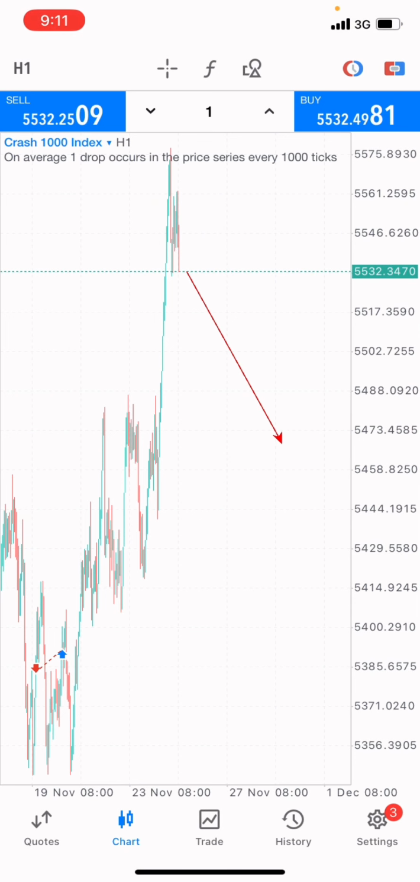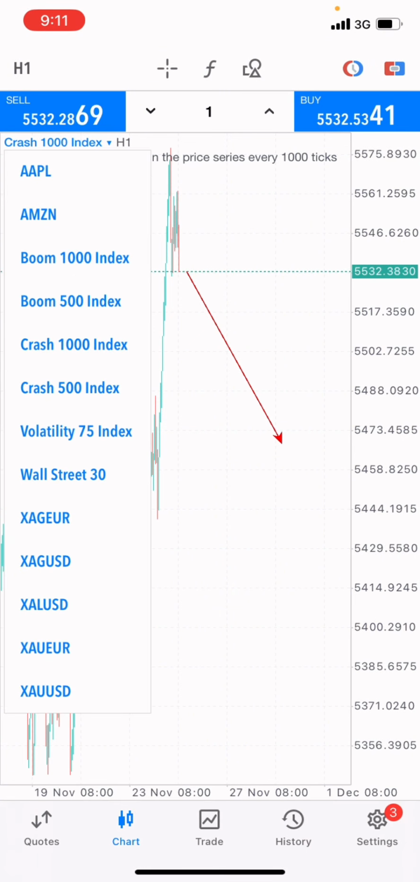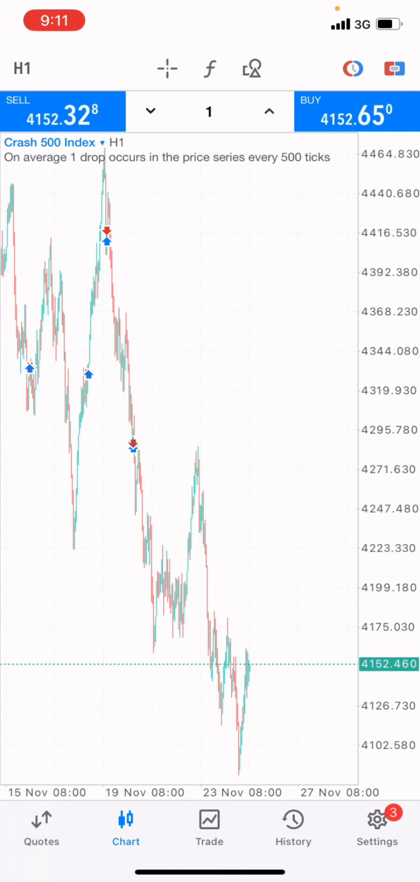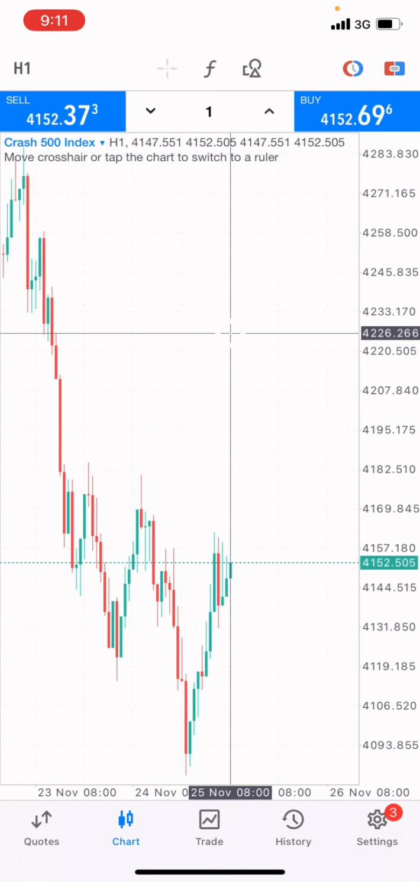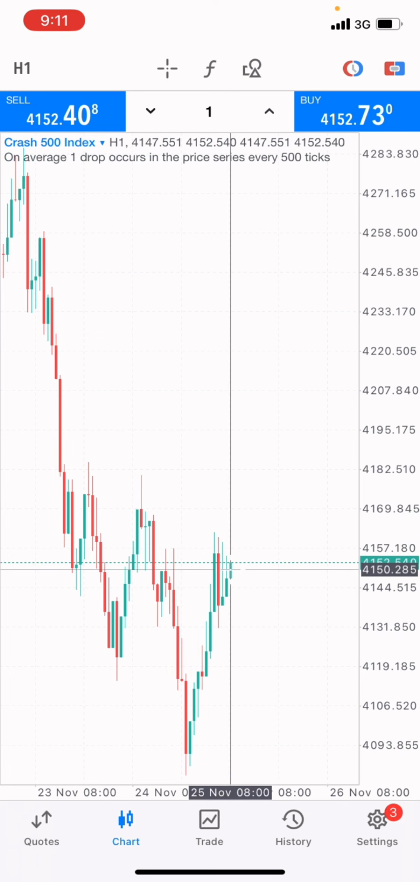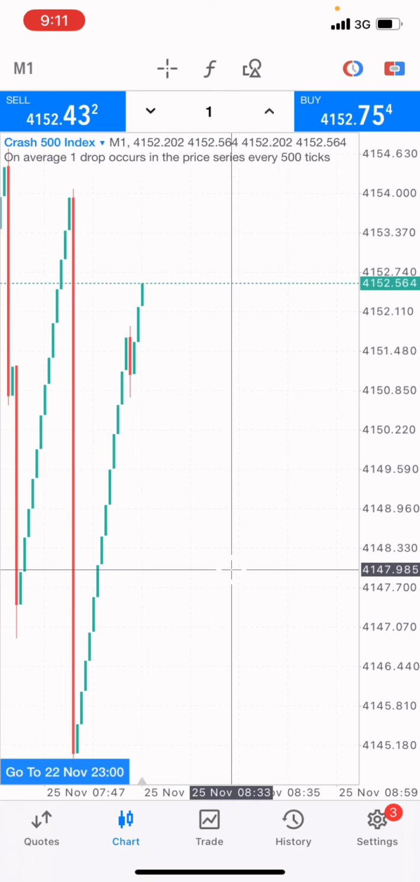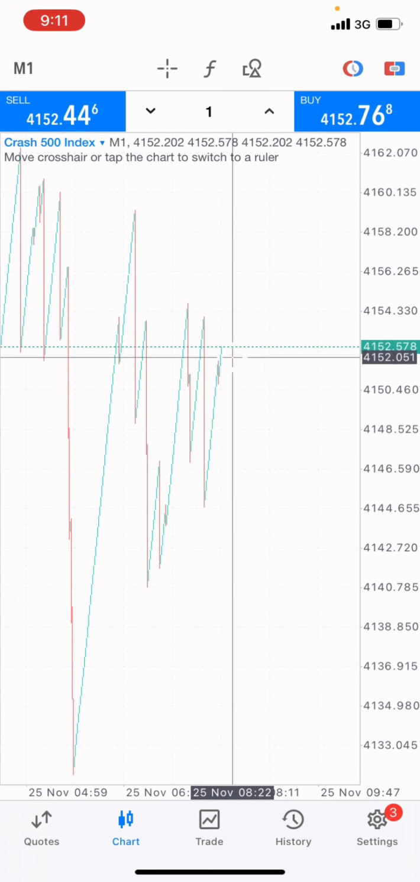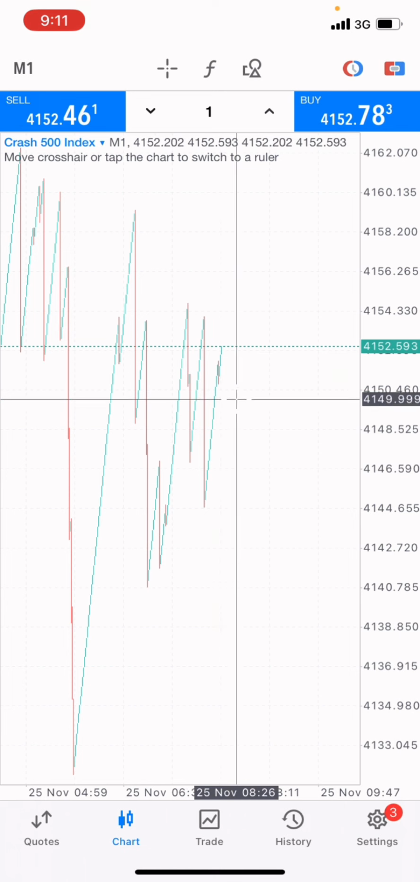So what I'll do right now is to go over to the crash 500 index market. Let me see how this market is doing at this point in time. All right, so on the 1 hour time frame, the market is at the oversold and the market has bought for a certain amount of time. So this means that this market could sell from any given point in time, all right, from any given point in time.